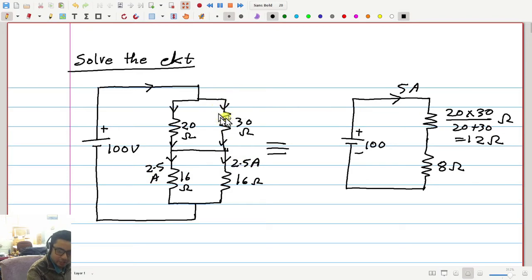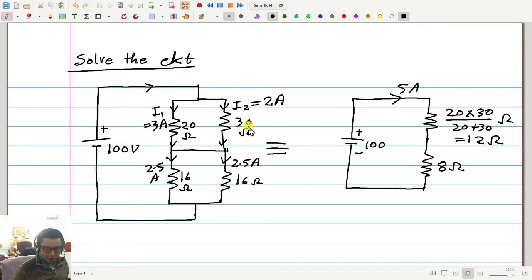But here, how much will be the current? If I call this I1, it is 3 ampere and here 2 ampere. I1 is 3, and you are absolutely right. If we apply the current divider rule, we will get here 2 ampere, and here we will get 3 ampere. Larger current through the smaller resistance, and smaller current through the larger resistance.